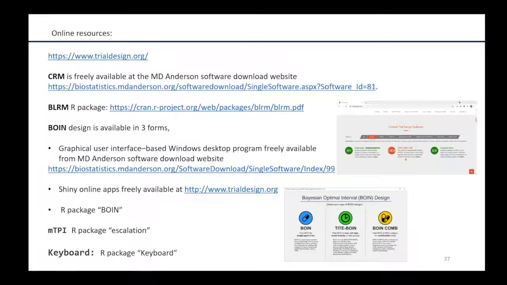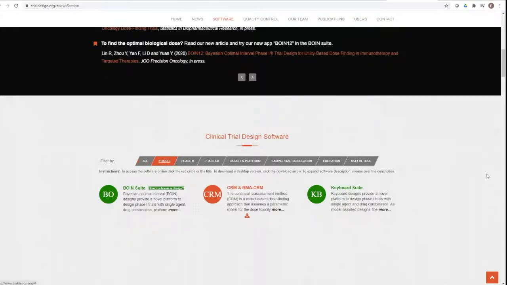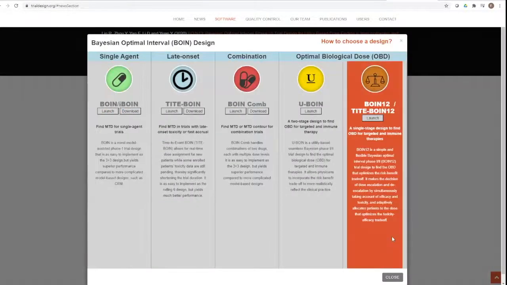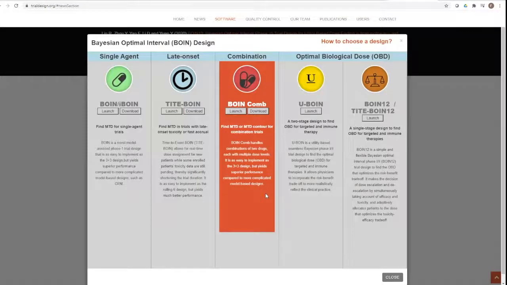Okay, and these are the online resources I'd like to summarize here, because like we said, the CRM is like a black box, usually providing operating characteristics by simulations, but they all already have software freely available. This is the website I included in my slides. This is the phase 1 design, this is the CRM, this is the BOIN suite, and this is the keyboard design. Even for BOIN, there are actually a lot more than I initially knew, single agent, combination and so on.